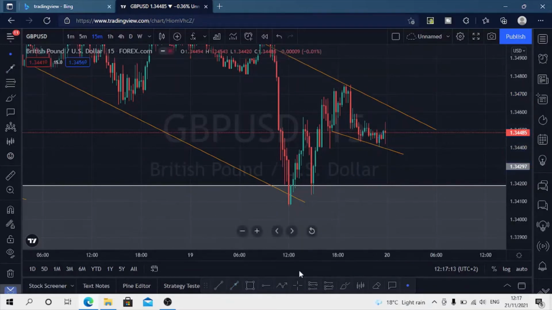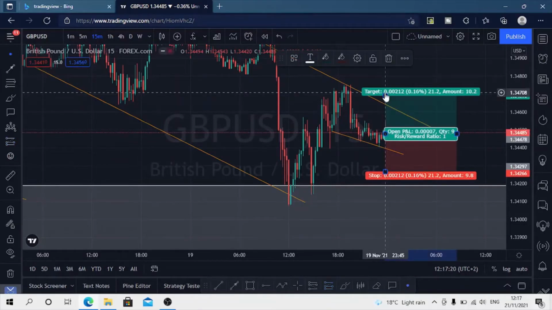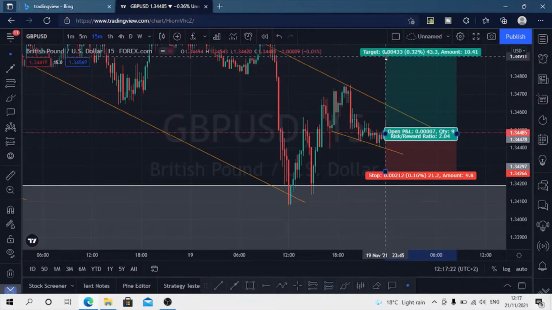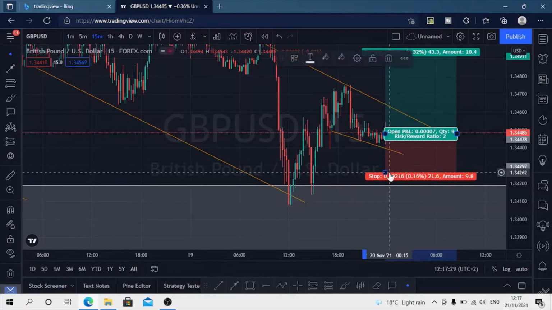So what I personally would do is find this as a nice clean level to enter the market. I'll enter at this particular level, shoot all the way to the upside, and then perhaps keep my stop loss somewhere close towards this significant key level right there.